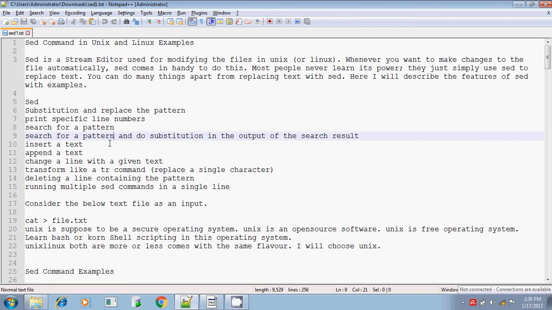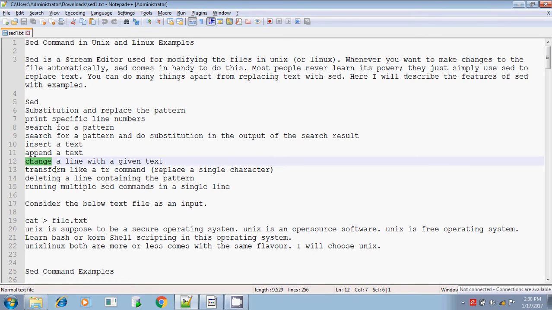And the next one, you can insert a text. You can insert any text at any given line number. You can also append a text to the given input file. You can also change a line with the given text. Instead of this line, please replace with this line. Like that you can do it in the sed command.